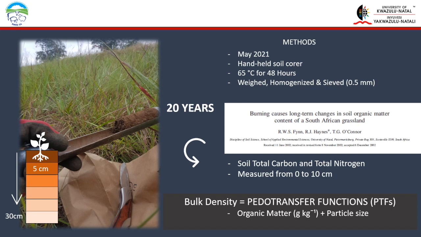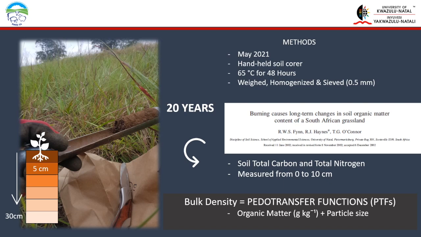Soils were collected in April this year using a handheld soil corer. Four random representative soil cores were extracted per treatment plot. Soils were bulked and reported to a 30 centimeter depth in compliance with the IPCC recommendations. Appropriate depth error was reported in sites with shallow soils, and cores were separated into 5 centimeter increments and dried at 65 degrees Celsius for 48 hours.